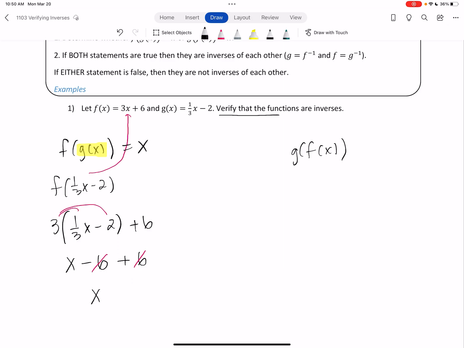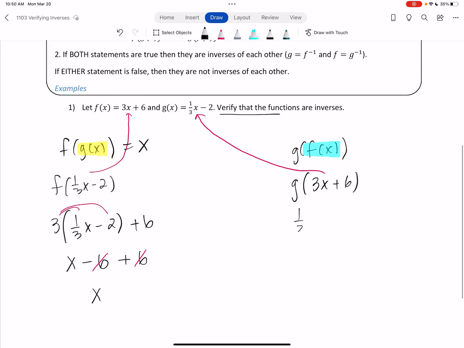That's good news. Now I'm going to do the other composition, g of f of x. So I'm going to take f of x and plug it into g. So g of 3x plus 6. I'm going to take that 3x plus 6 and plug it in there for x. So 1/3 times (3x plus 6) minus 2. Distribute my 1/3. 1/3 times 3x makes x. 1/3 times 6 makes 2. I still have that minus 2 at the end. Minus 2 plus 2 cancels out, so I'm left with x.